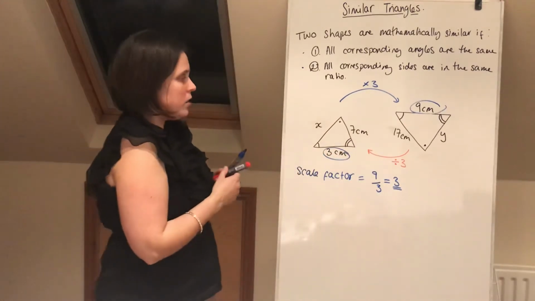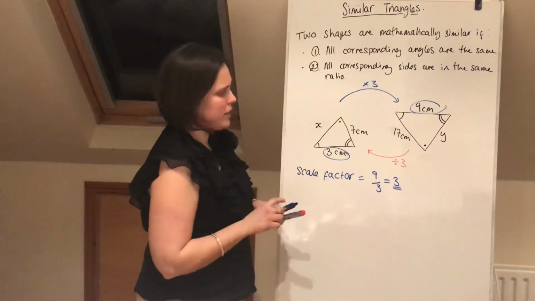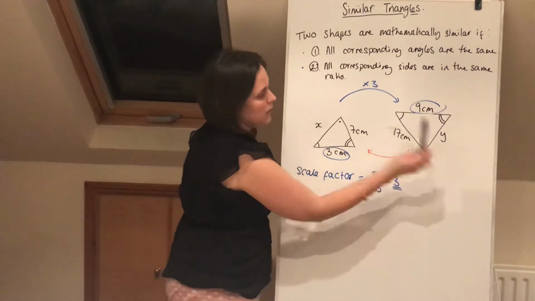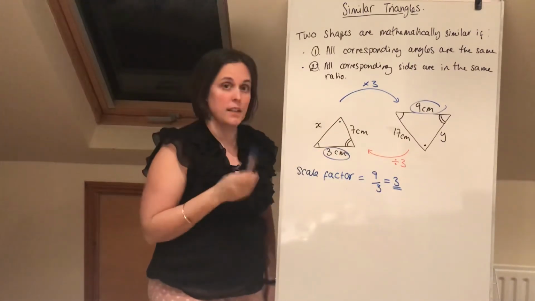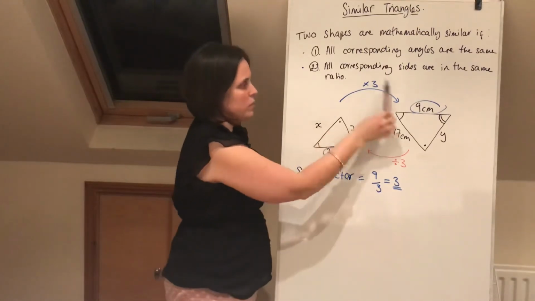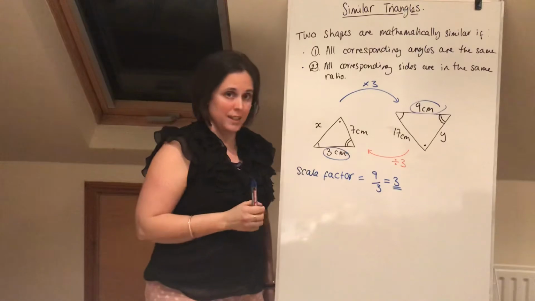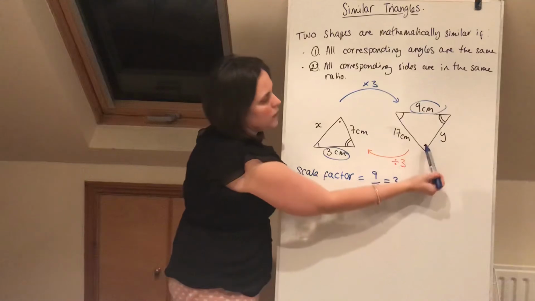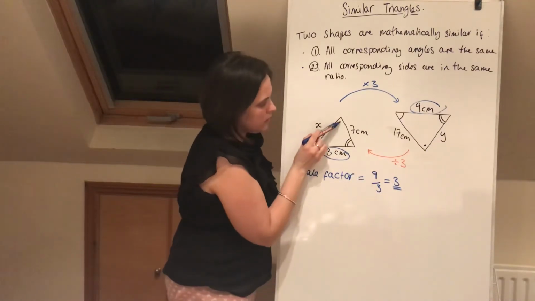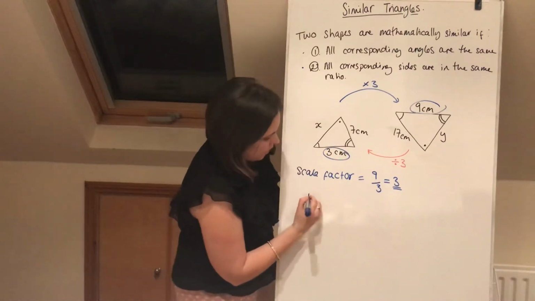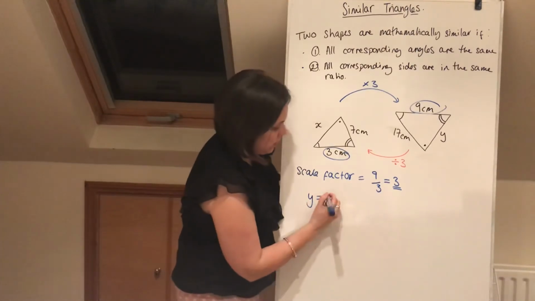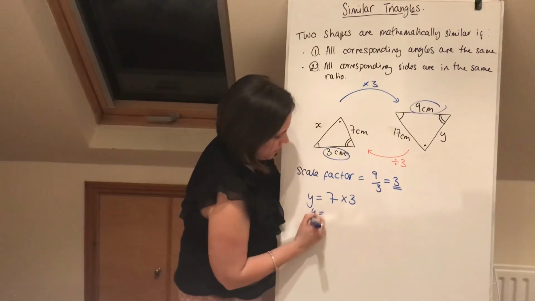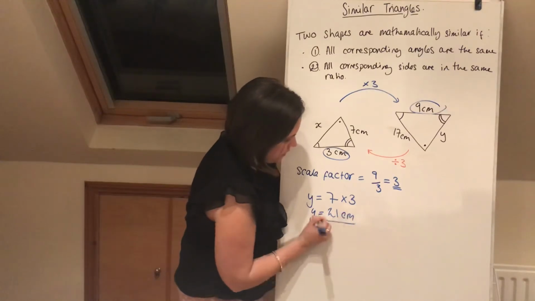Okay. So we can find x and we can find y now. Now it's actually easiest to find y first, because y is on the bigger side, and most of the time we find it easier to multiply than divide. So if we're going from small to big, to find y we're going to have to multiply by 3. So we've got to find its corresponding side. So y goes between the dot and the double line. Find that side on here, it's the 7. So y is quite simply just equal to 7 times 3. So therefore y is 21 centimetres.